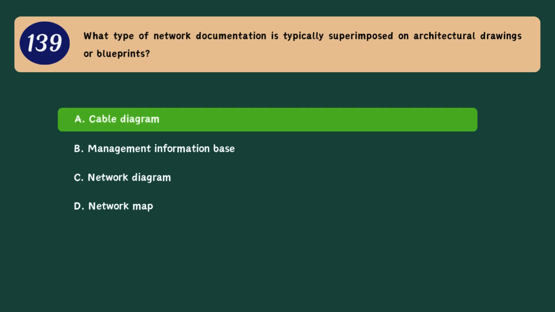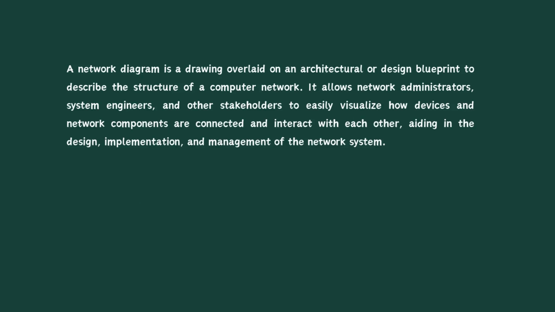Correct answer. A. Cable diagram. A network diagram is a drawing overlaid on an architectural or design blueprint to describe the structure of a computer network. It allows network administrators, system engineers, and other stakeholders to easily visualize how devices and network components are connected and interact with each other, aiding in the design, implementation, and management of the network system.